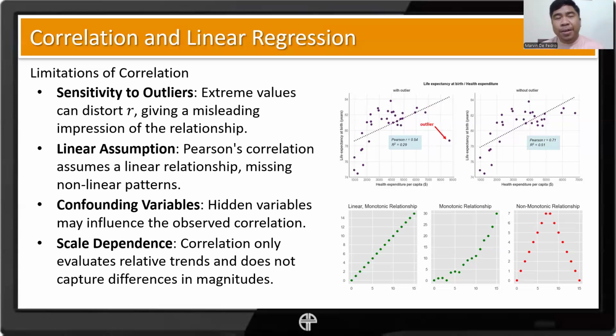At the same time, there is scale dependence in correlation. Correlation only evaluates relative trends and does not capture differences in magnitudes. So that would call for another, more specific or more precise statistical approach if we want to capture the difference in magnitudes. Basically, correlation is for beginners and for simple things. Later we're going to see how it relates to machine learning.